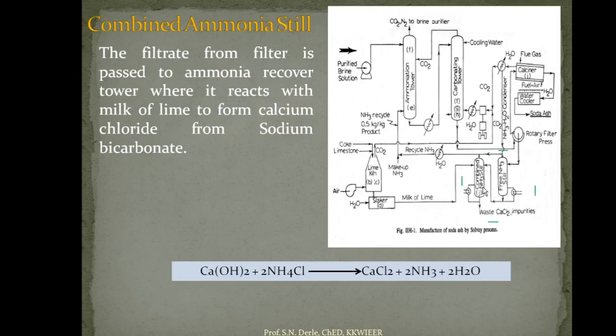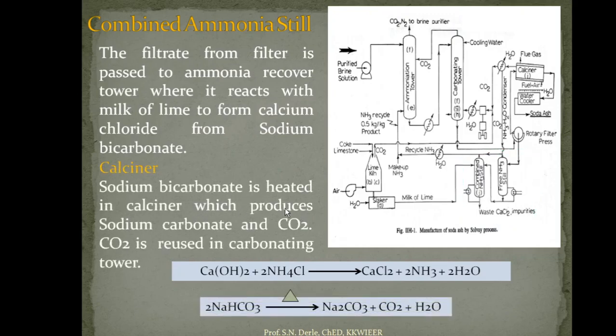Here, in this combined ammonia still, the milk of lime and ammonium chloride react by this reaction, and it forms calcium chloride as a waste product. Ammonia is produced, which is again separated, and it is mixed with this ammoniation tower.